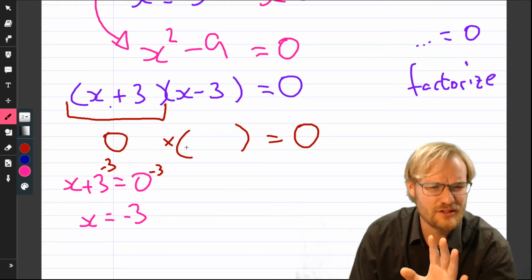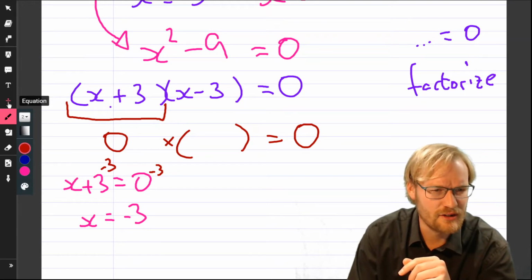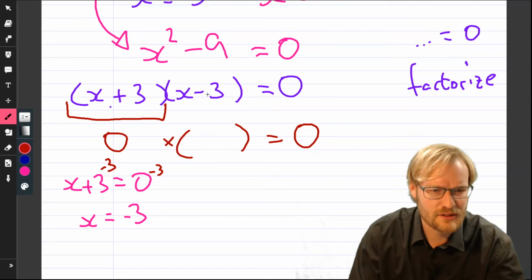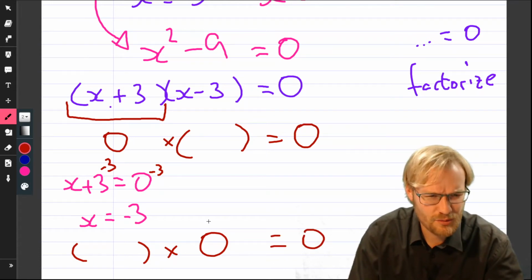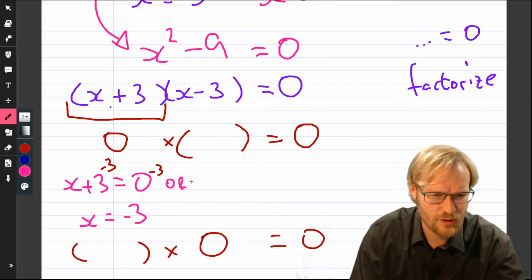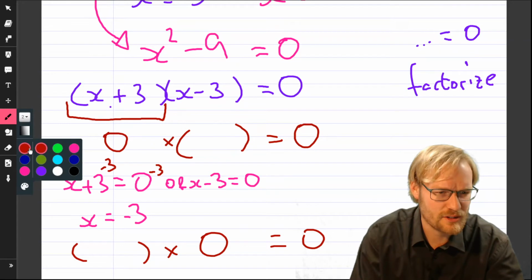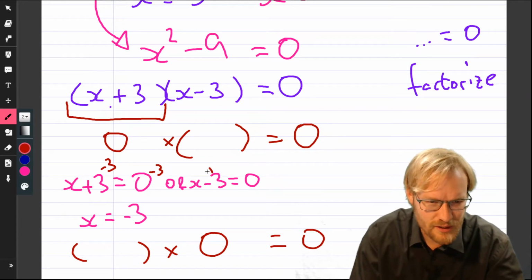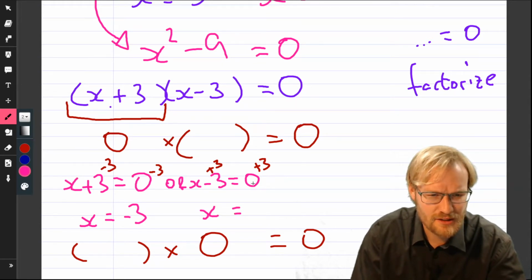Okay, but let's use the same logic to say, well, what happens if the bracket on the right-hand side was 0? So 0 times, doesn't matter what the left-hand bracket is. What's anything times 0? 0. What was this right-hand bracket though? X minus 3. So we're saying the other option, or x minus 3 equals 0. So that bracket equals 0. Okay, well, to solve this little equation, we had plus 3, plus 3. So on the left-hand side, we've just got x, and 0 plus 3 gives us 3. So there are two solutions.